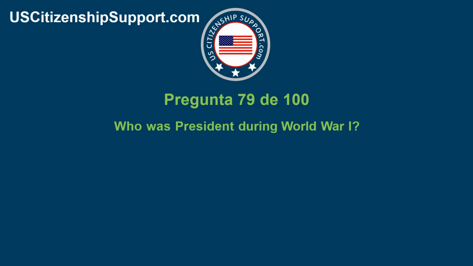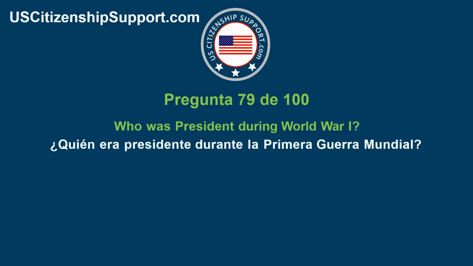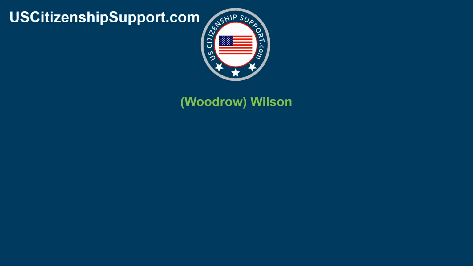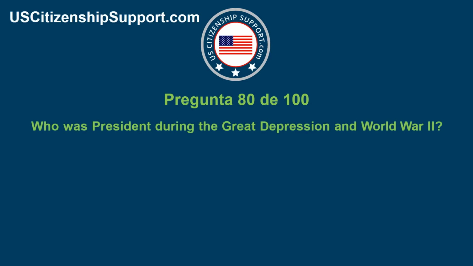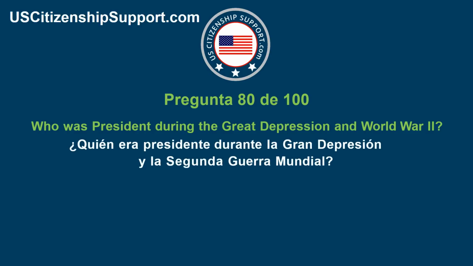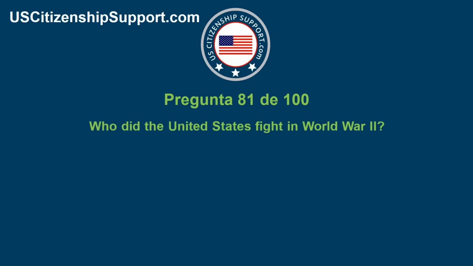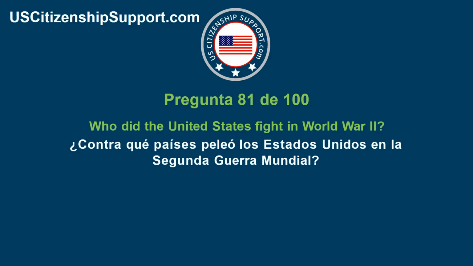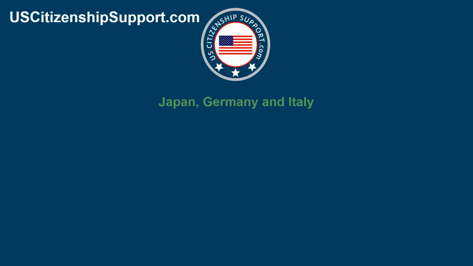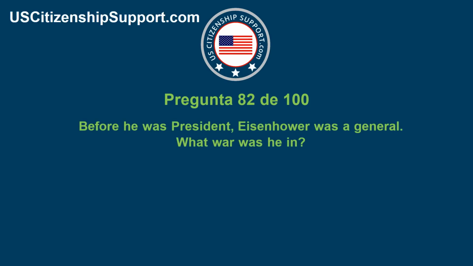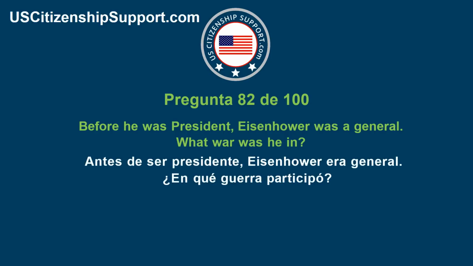Who was president during World War One? Woodrow Wilson. Who was president during the Great Depression and World War II? Franklin Roosevelt. Who did the United States fight in World War II? Japan, Germany, and Italy. Before he was president, Eisenhower was a general. What war was he in? World War II.